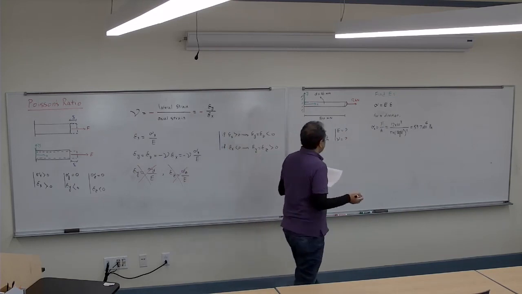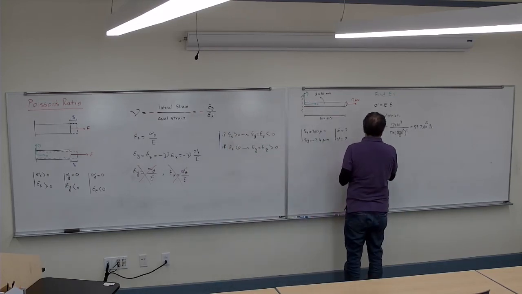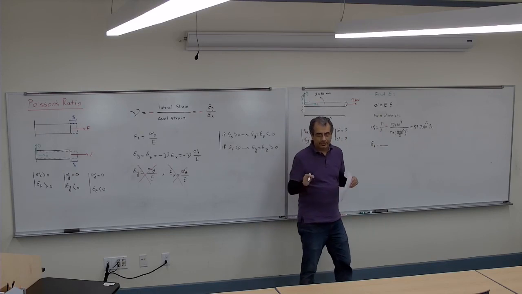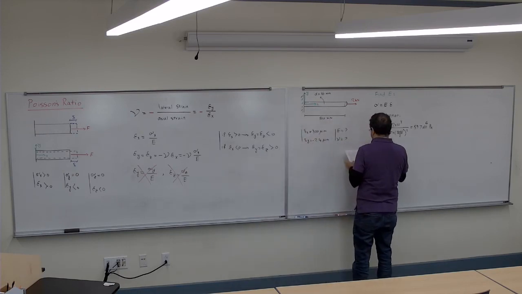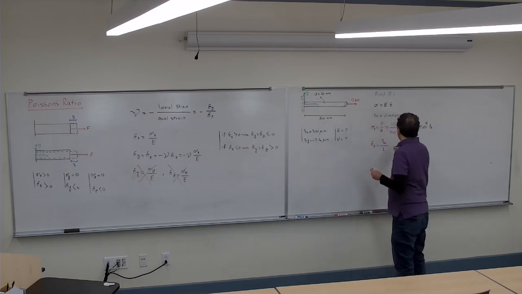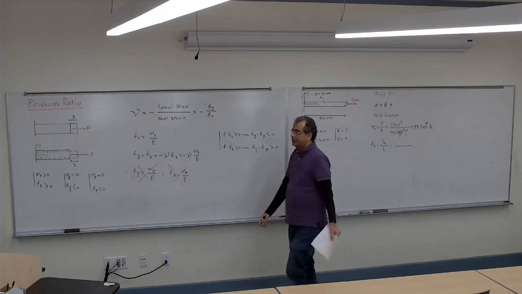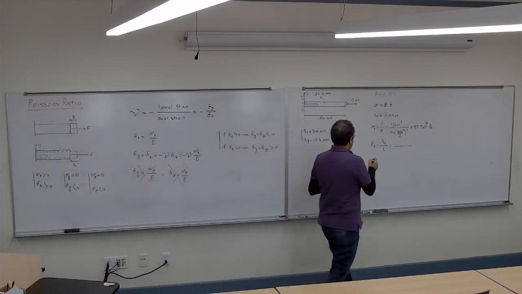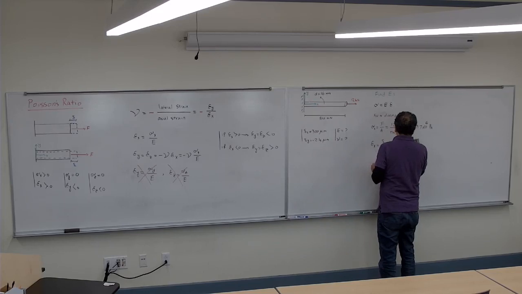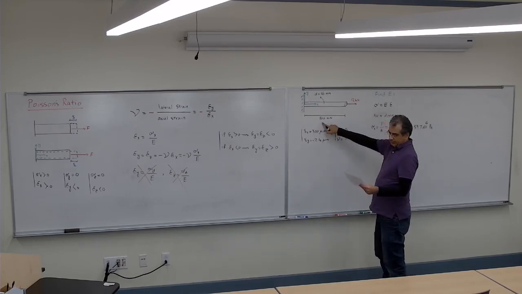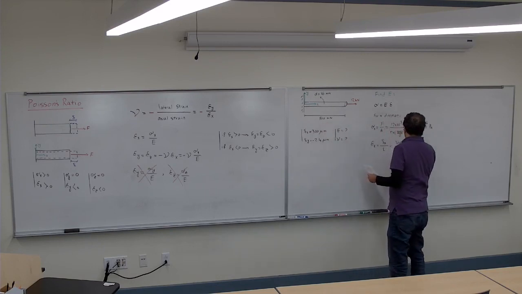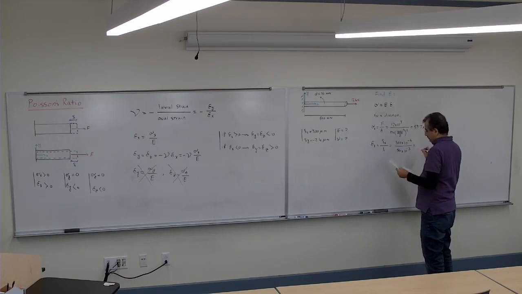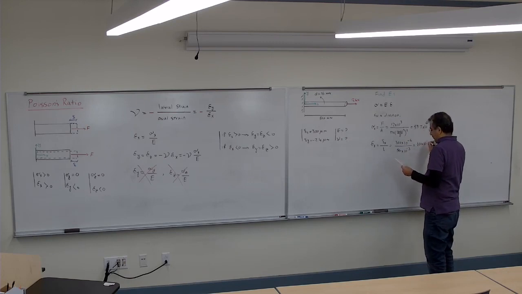How much strain am I going to have in the x direction? What was the strain formula? Deformation over length, delta over L. So how much is the deformation in the x direction? 300 micrometers, divided by the length, which is 500 millimeter. Which comes out as 600 times 10 to the -6.